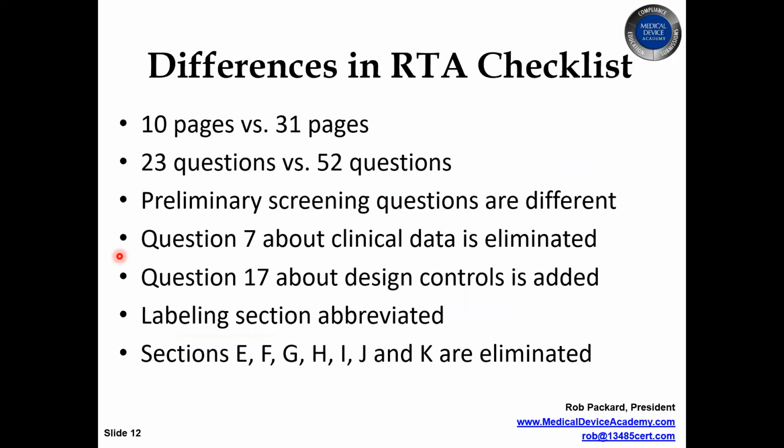The preliminary screening questions are different. The preliminary screening questions for a traditional 510K are just trying to determine whether it's eligible for a 510K at all, whereas the questions for a special 510K really just focus on whether you have an existing 510K and you've only made minor modifications and no changes to the indications.